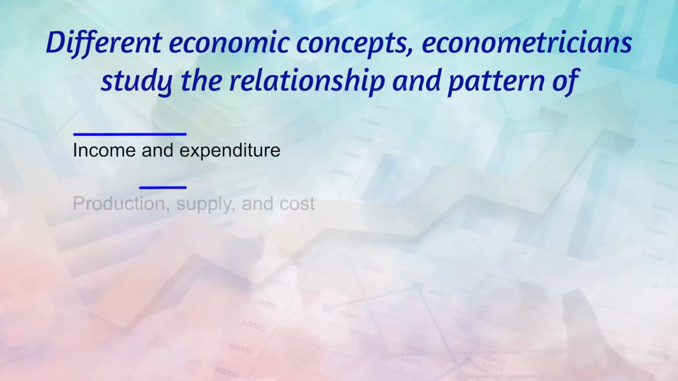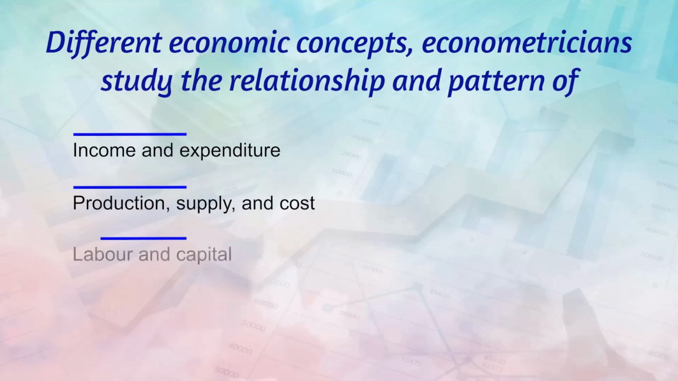And finally, we come to the question of different economic concepts that econometricians take care of, like income expenditure concept, production supply cost concept, labor capital, and also in case of the salary and productivity. So in conclusion, we can say that econometrics can be of two types, theoretical and empirical, and also we can see applied. Econometrics, which is theoretical, is based on the classical concepts. Econometrics, which is applied, is based on the empirical data which validates the theory.